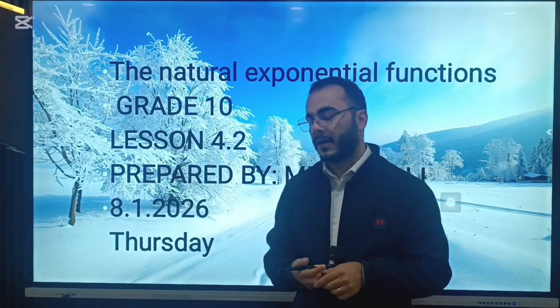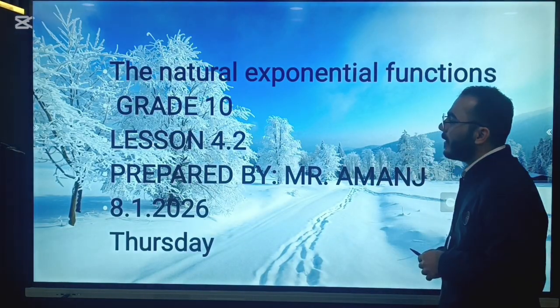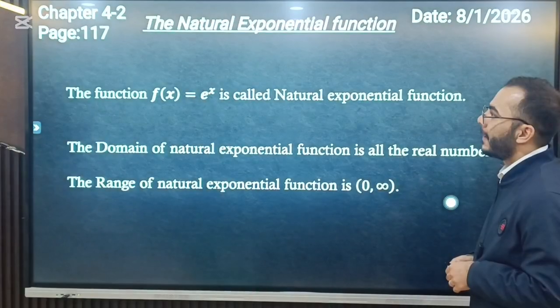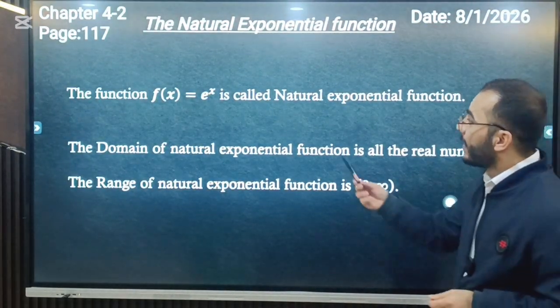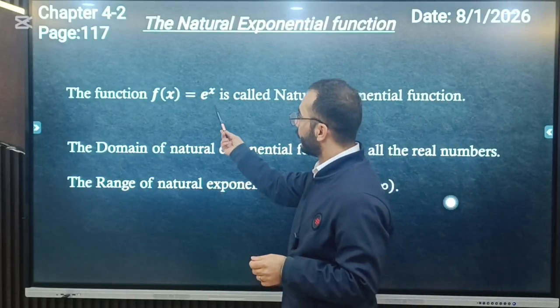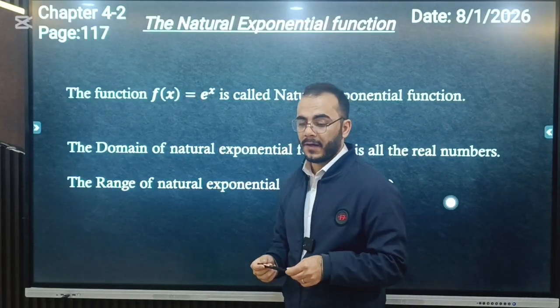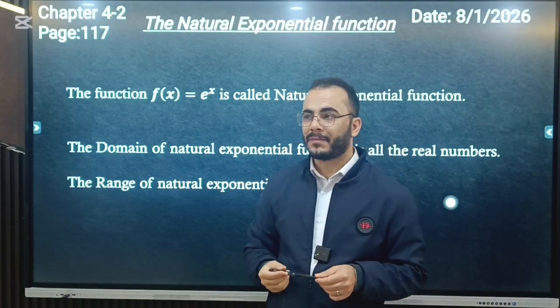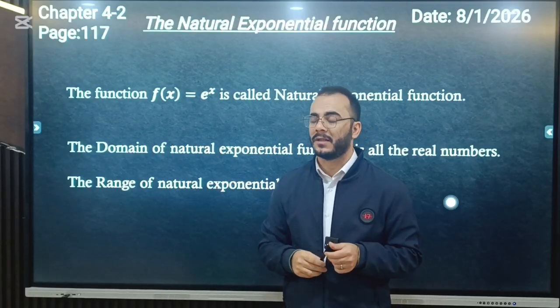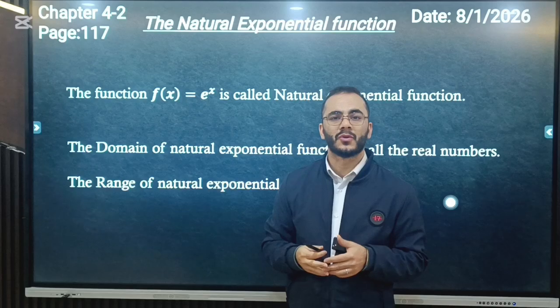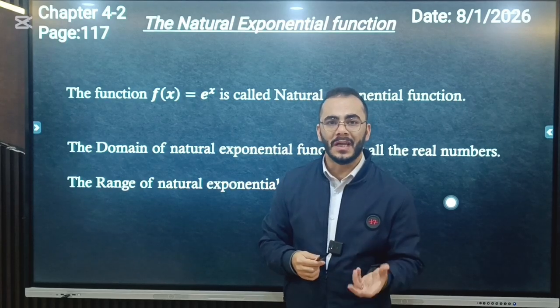So let's just go to the main slides. This is the definition of the natural exponential function. It says the function f of x equals e powered by x. So in the beginning I said it's a special type of exponential function. Why is it special? Because the base is fixed and it always equals something specific, which is e.